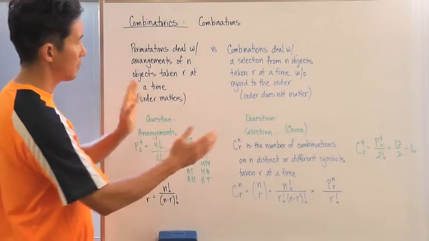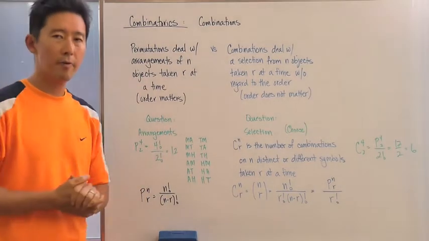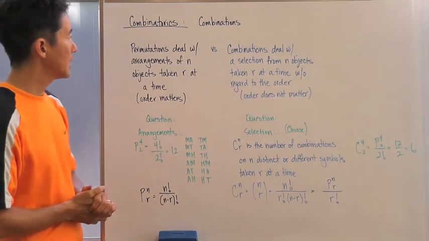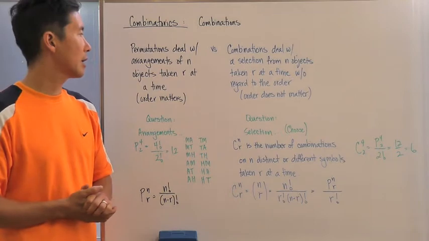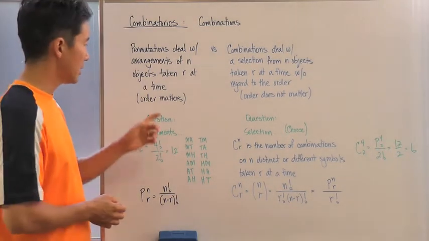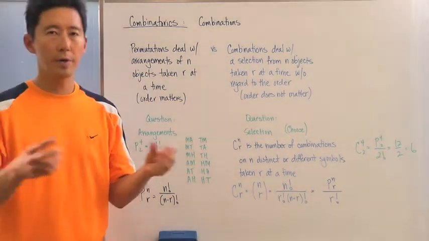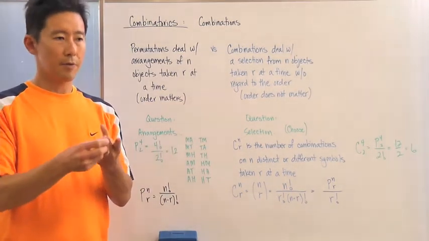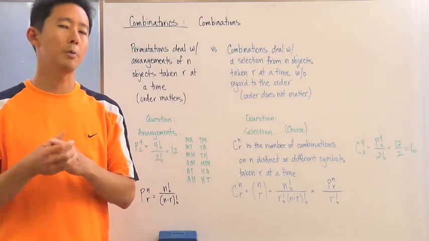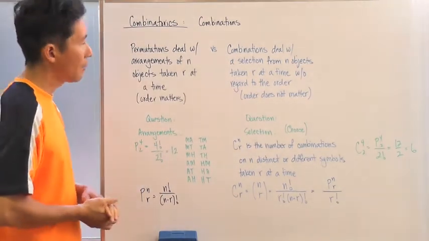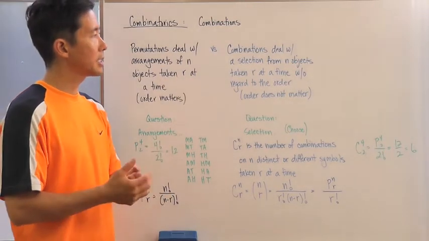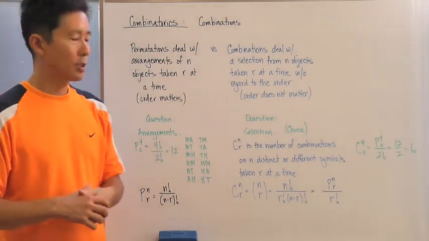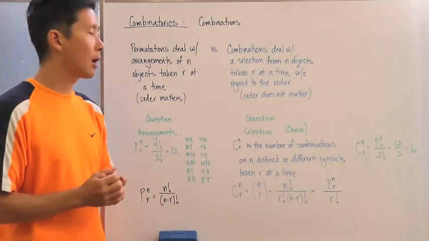Now let's go ahead and juxtapose the two because I think it's going to be very helpful for us to realize the differences. Permutations again deal with arrangements of n objects taken r at a time. Now we're going to say that order matters here, and of course if you think of any arrangement, even if you have the same three things, if they're arranged in a different order, then of course the permutation is different. Now, combinations, on the other hand, deal with a selection of r from n objects taken r at a time without regard to the order. So the order doesn't matter when it comes to combinations.